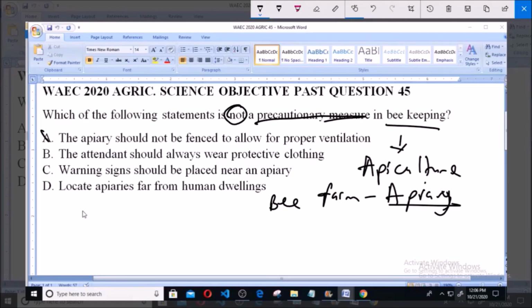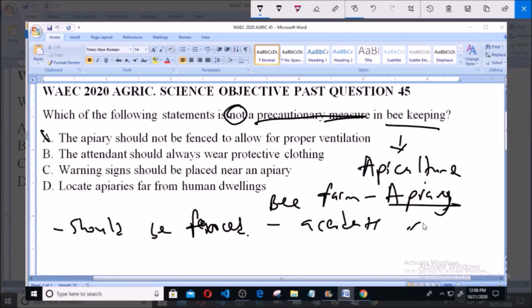The apiary should be fenced, okay? So this is to restrict the bees within, in the case of any accidents or breaks. So the bees can remain confined within a particular area. So the apiary should be fenced. So this option is not a precautionary measure, so it is the answer to this question. So let's look at the other ones and why they are not the answer to the question.